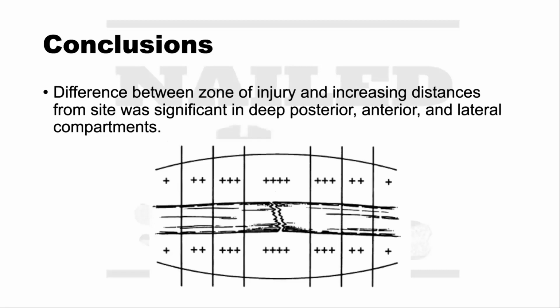Overall, they concluded that there was a difference in compartmental pressures between the zone of injury and increasing distances from the site, with the most significant findings in the deep posterior, anterior, and lateral compartments, with very minimal differences seen in the superficial compartment. This can be applied to our current practice by measuring at the site of the injury, or as close to the fracture as possible, since there is such a high rate of ischemia and a need to go to the OR for a fasciotomy to prevent necrosis within that compartment.